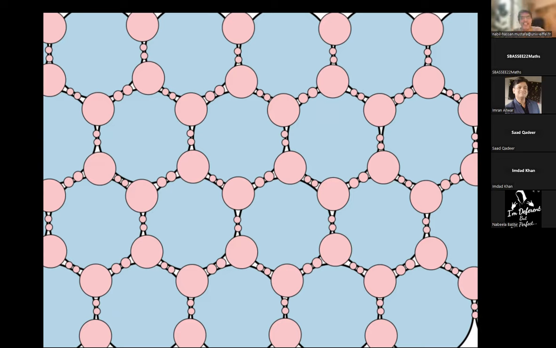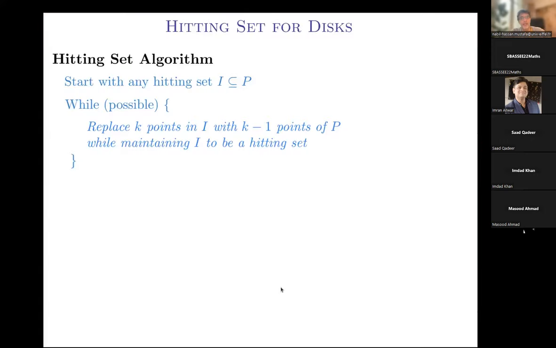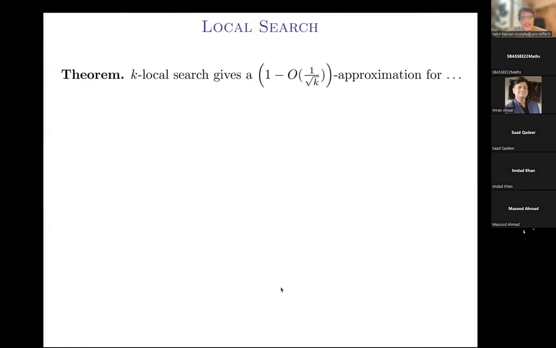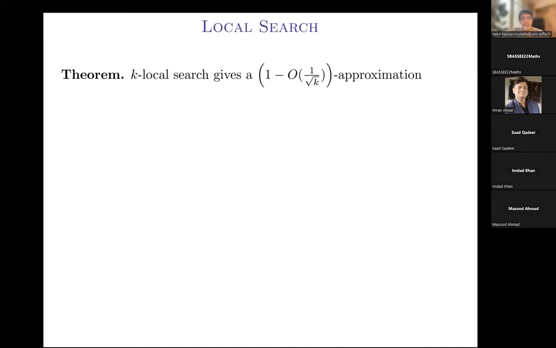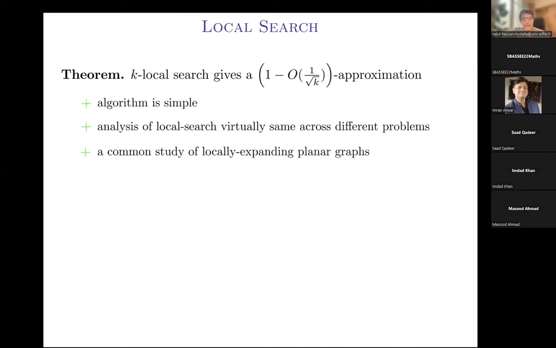So this sort of packing or configuration of disks shows that whatever we said earlier is tight in the worst case. I mean, if you do 3 local search for disks, you cannot do better than a factor 8 approximation. And this is the example which shows that you start with the blue and you get stuck with the blue. It also works for all other hitting set variants and so on. So there's been a lot of work in the last 10, 15 years on solving various questions with it.